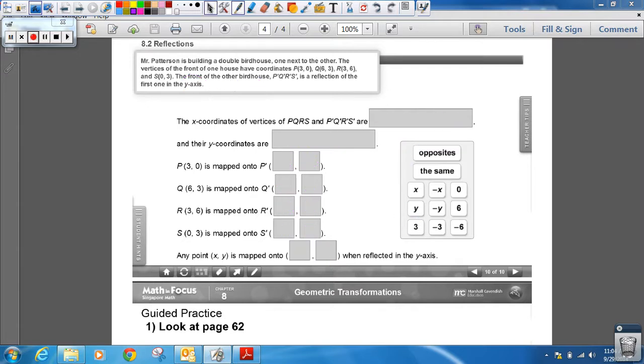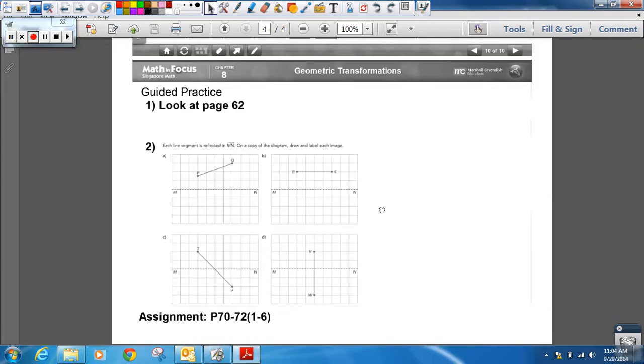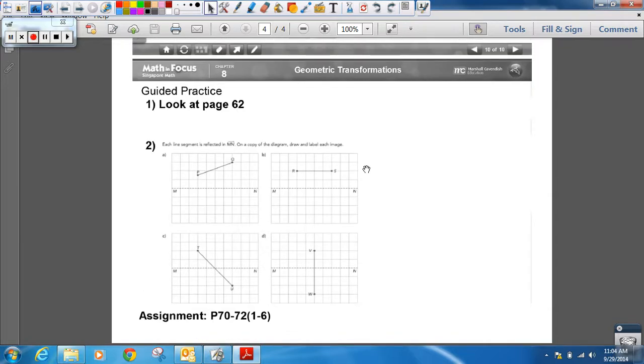We're almost done. We've had a few interruptions. Sorry about that. Guided practice, you need to look at page 62 to do number 1. And number 2 I have included on this. And your assignments, page 70 through 72, 1 through 6.